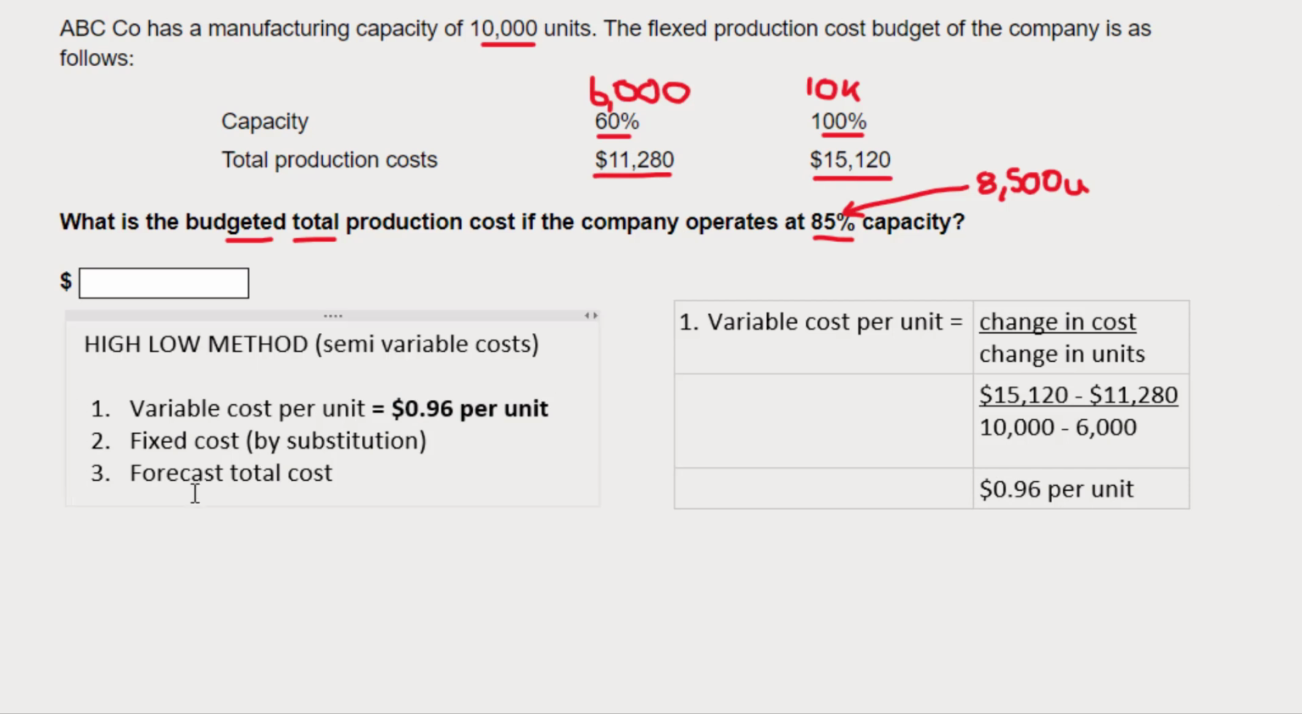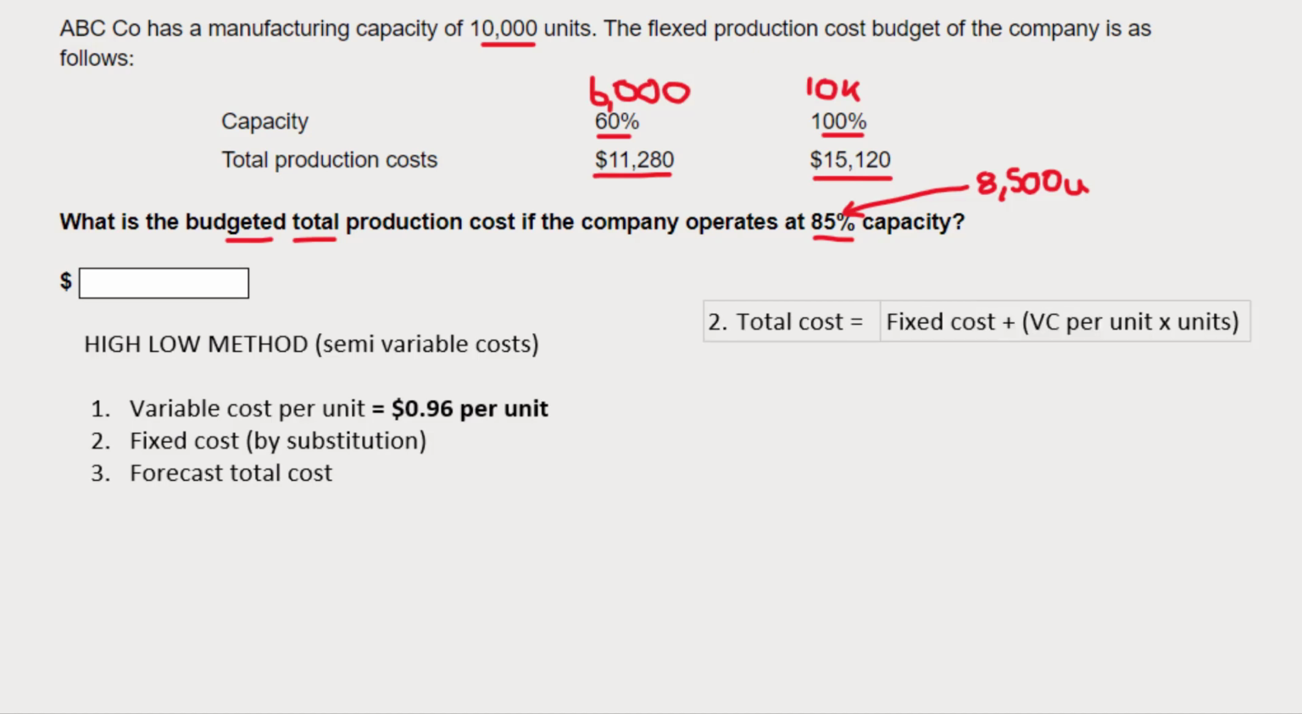Lovely. On to our second stage then, working out the fixed cost by substitution. And for this, you either need to pick the high point or the low point. It doesn't really matter which of them. But we're going to need the formula that the total cost at that point, so the 15,120 or the 11,280, is made up of 2 parts. The fixed cost, which is an amount in total, plus the variable cost per unit, which we just calculated of 0.96 per unit, times the number of units at that level. Let's pick the high point. It's a nice round number at 10,000 units, isn't it? It's going to make life a little bit easier for the calculation.